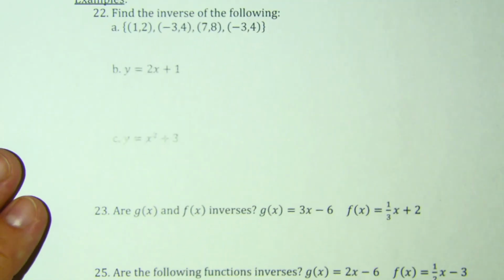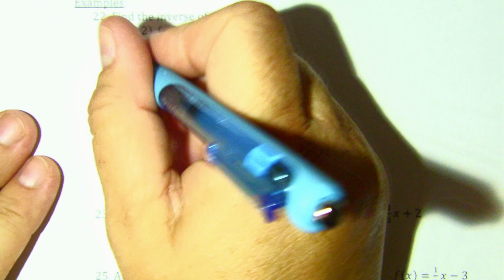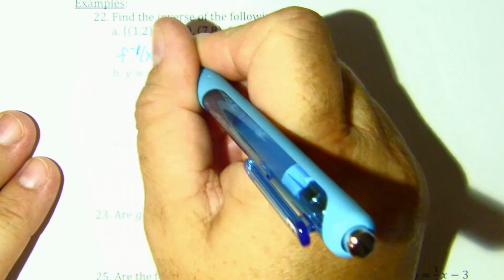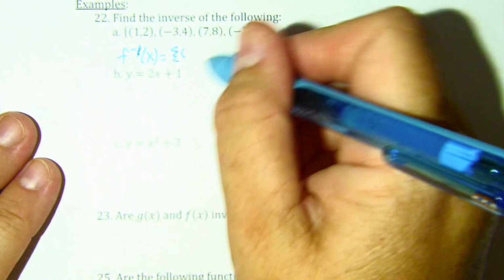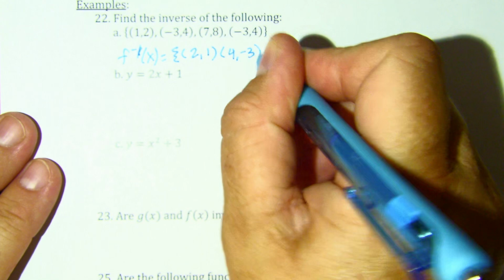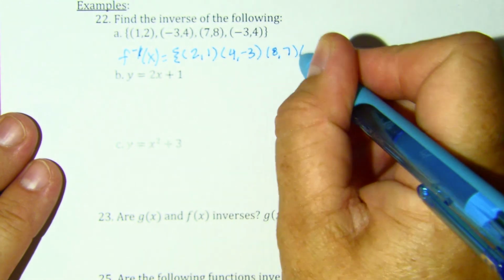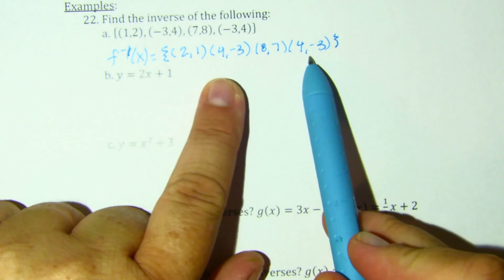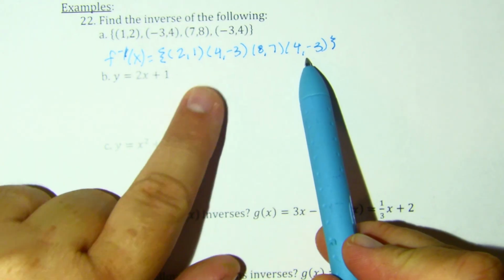So here we have a set of points. It says find the inverse of the following. The inverse of this function, again, we're just switching the x and y values. 2, 1, 4, -3, 8, 7, 4, -3. And notice here, these 2 points are the same. This is still a function.